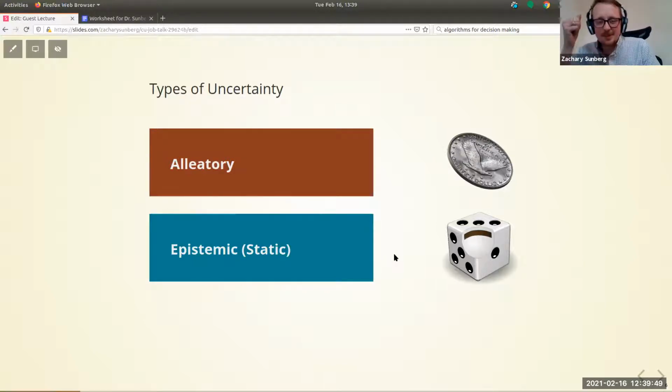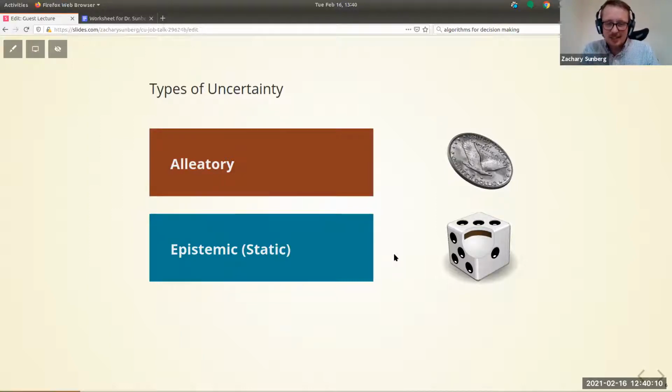Initially, when you roll this die, you might think all outcomes are equally likely, but after rolling it a bunch, you can learn that it's weighted in one way and it's more likely to have certain outcomes. So that kind of uncertainty that you can learn about is called epistemic uncertainty.